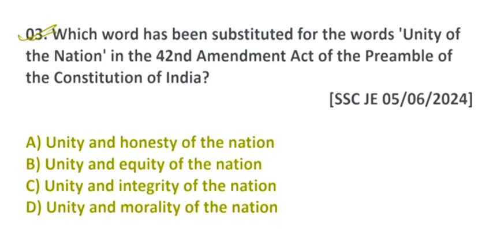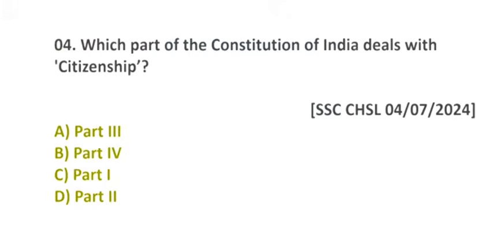Question number 3. Which word has been substituted for the words unity of the nation in the 42nd Amendment Act of the Preamble of the Constitution of India? Option number C, unity and integrity of the nation. Question number 4. Which part of the Constitution of India deals with citizenship? Option number D, part 2 is the correct answer.